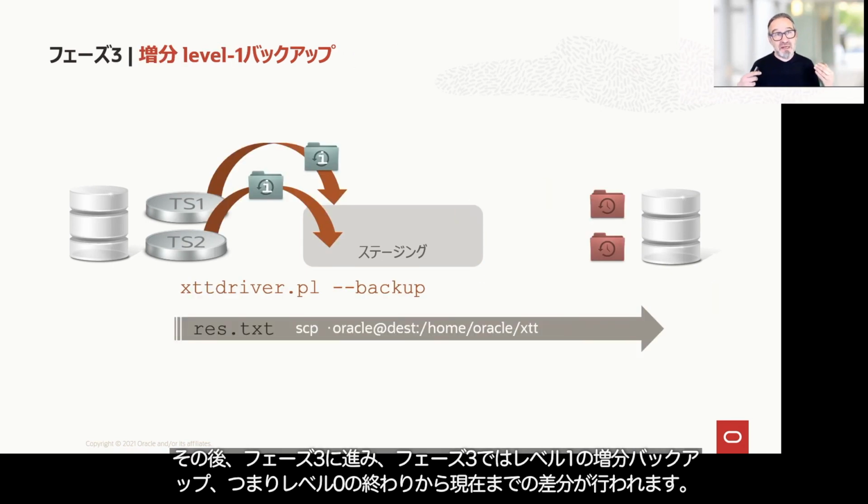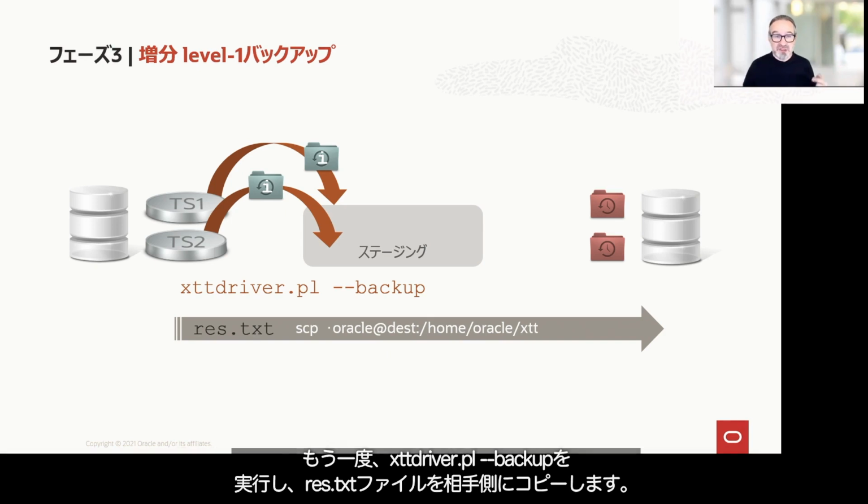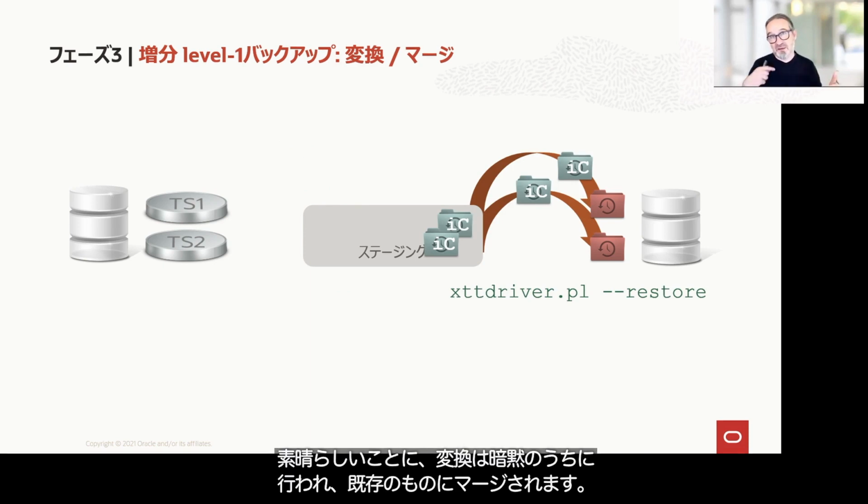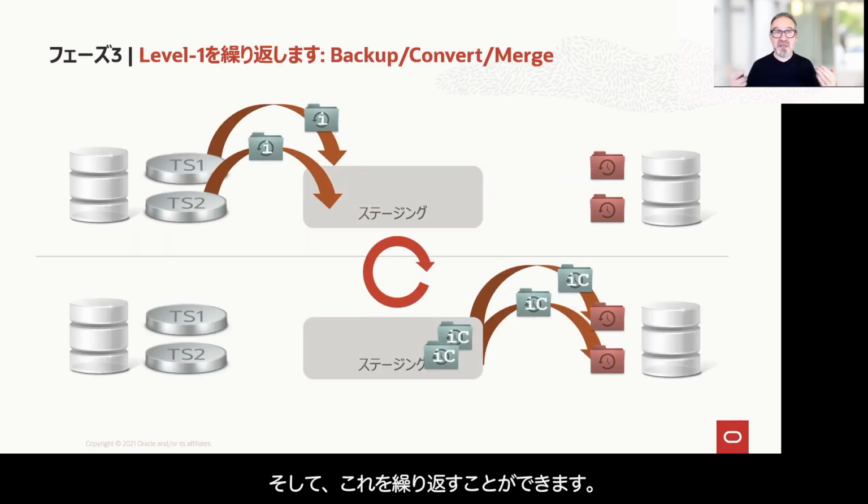Then I can go to phase 3, and phase 3 are now the incremental level 1 backups, the difference between the end of level 0 and now. So again, XTD driver pl --backup, and again, copy the res.txt file over to the other side. And once it's received in a staging location, I can restore it. Now, the cool thing is, convert happens implicitly, and it will be merged into the existing one. And we can repeat that.